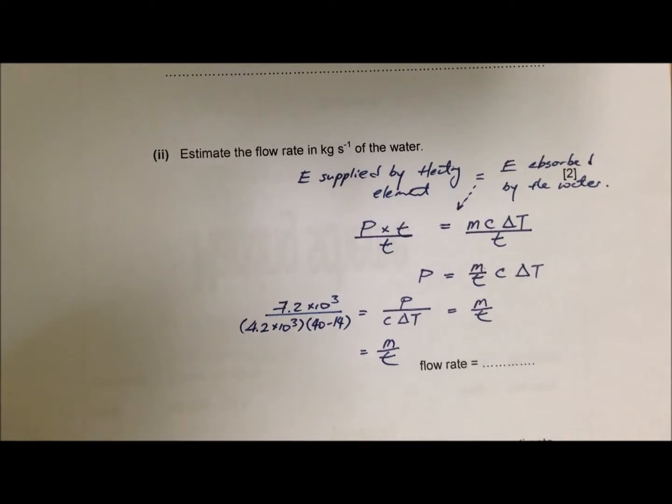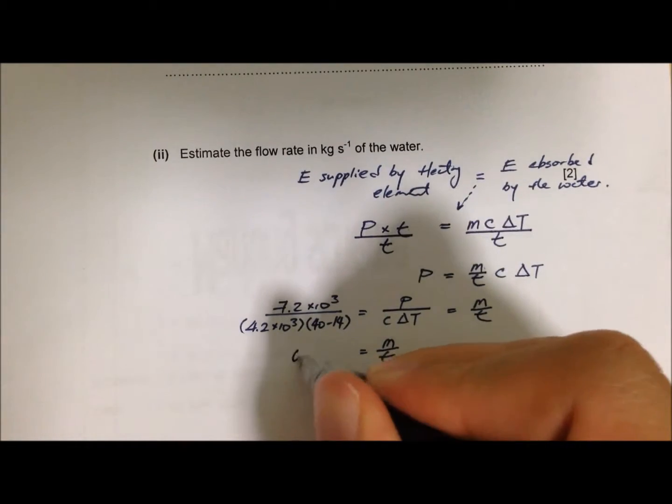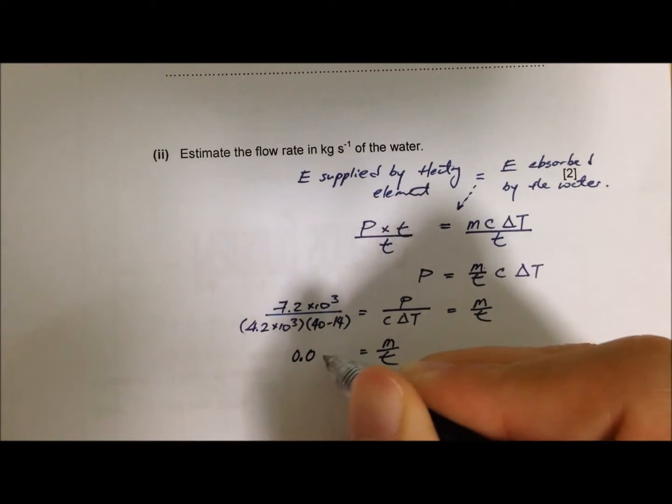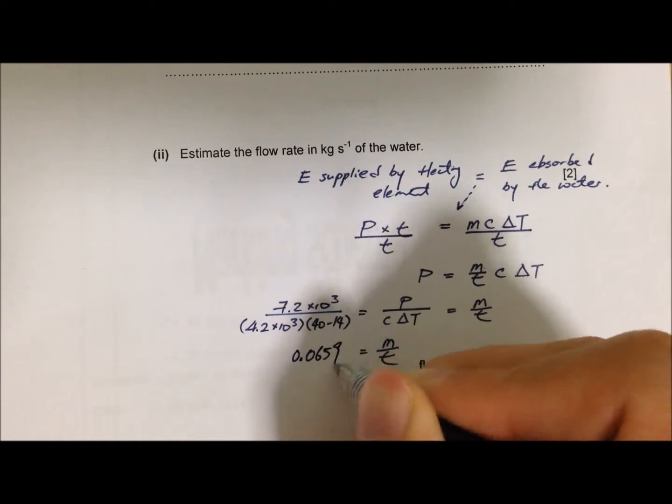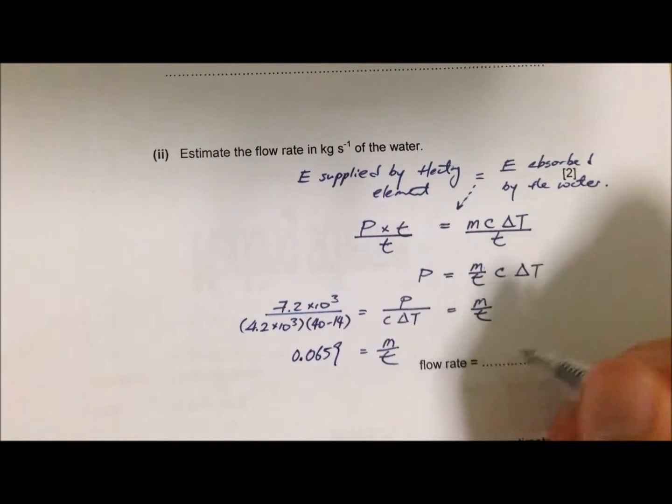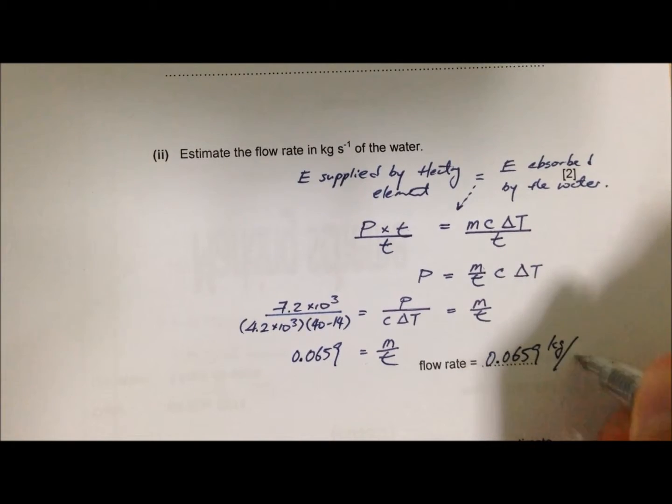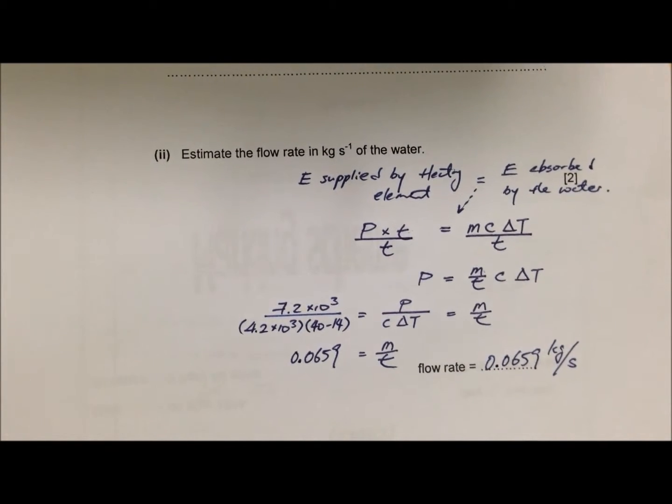So let's do it. You will have this value, 0.0659, rounded off to 3 SF. So the flow rate is 0.0659 kg per second. So not very hard, right?